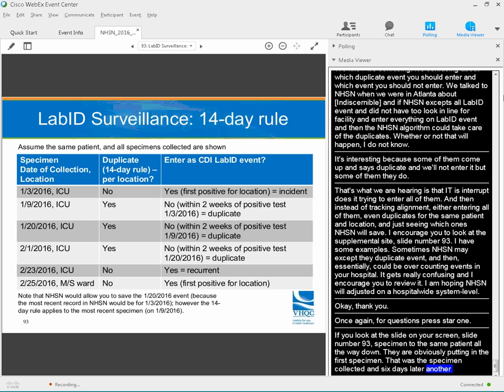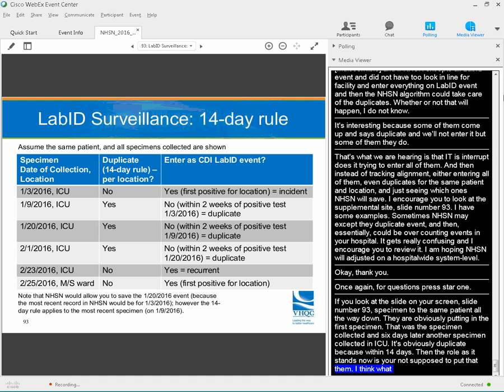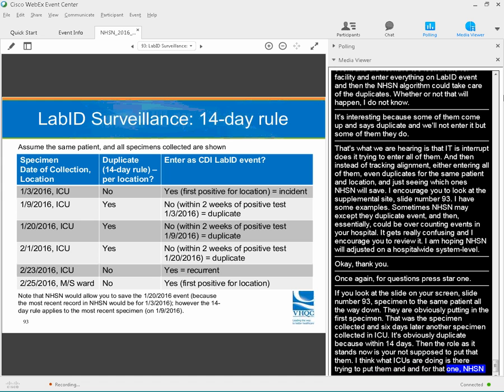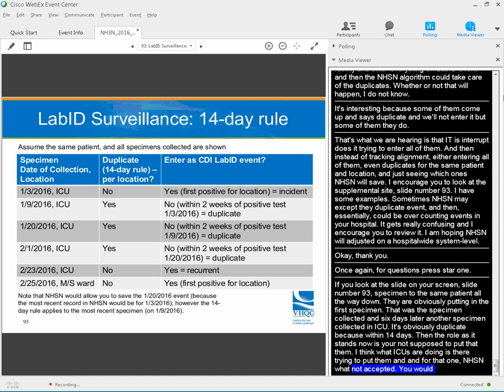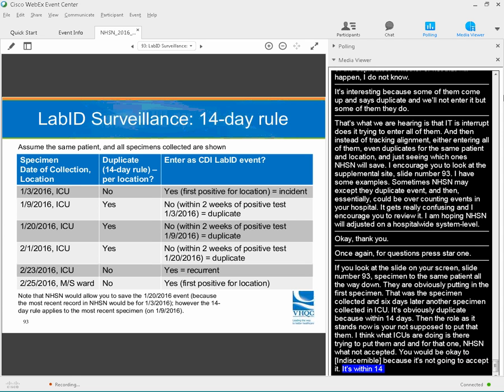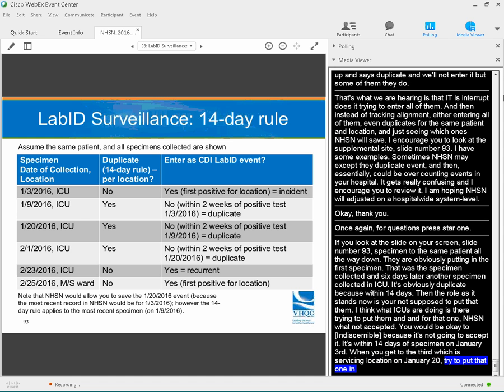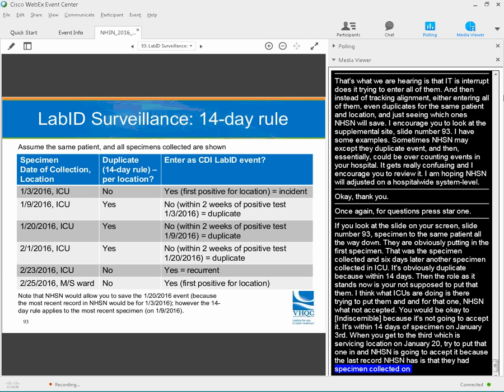And I think what IPs are doing is they're trying to put all specimens in, and so for that one, NHSN wouldn't accept it. And so you would be okay to just try to put all of them in because it's not going to accept it and knows it's within 14 days of the specimen on January 3rd. But then if you get to the third specimen, which is still the same location, and it was on January 20th, and you try to put that one in, NHSN is going to accept it because the last record that NHSN has is that they had a specimen collected on January 3rd. So if you have another positive on January 20th, that's more than 14 days, so NHSN will accept it.